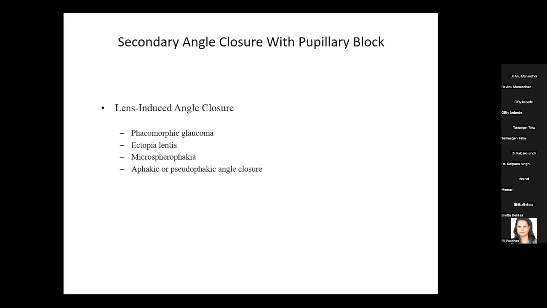Secondary angle closure with pupillary block, we will see this commonly in lens-induced angle closure. And in lens-induced, it may be due to phacomorphic glaucoma, ectopia lentis, microspherophakia, or in aphakic or pseudophakic angle closure.